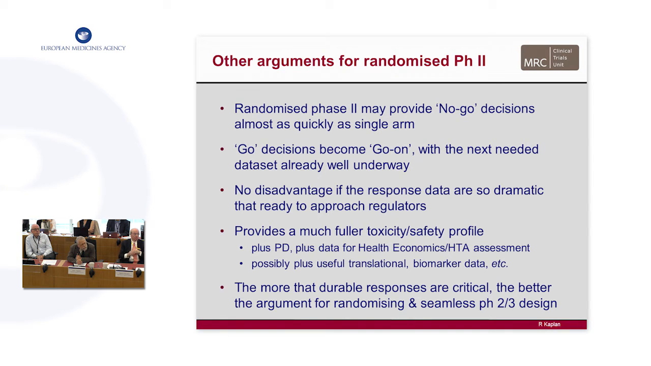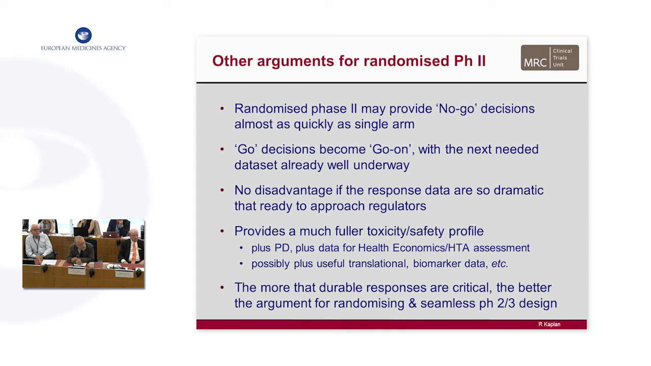You potentially can provide, in many settings, randomized phase 2 data to give no-go decisions just about as quickly as you could in a single arm. The go decisions become go-on decisions with the next needed data set already underway. I mean, you could say, yes, that's the expansion cohort equivalent that's underway, but the point is that there is randomized control here. There isn't a disadvantage if the response data are so dramatic that they are ready to approach regulators with in the context that we've been talking about today.